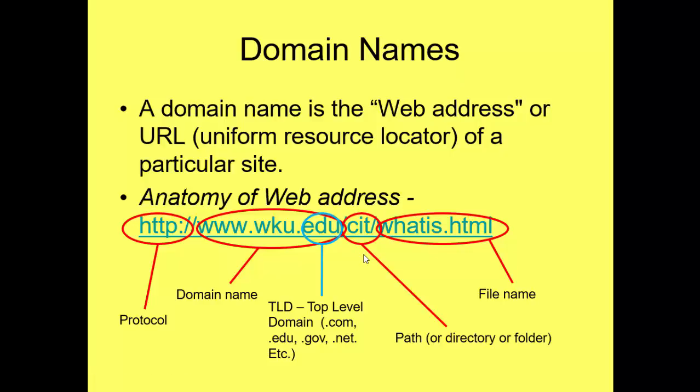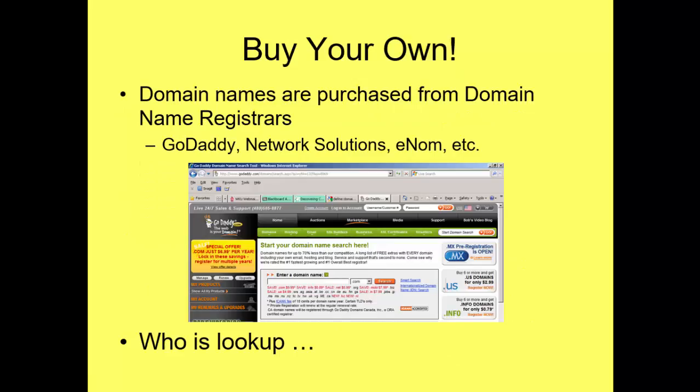So that's what a domain name is, and where you get these from is from a company called a registrar. Just like when you want to sign up for classes at WKU, you have to do that through TopNet, which is basically run by the registrar.